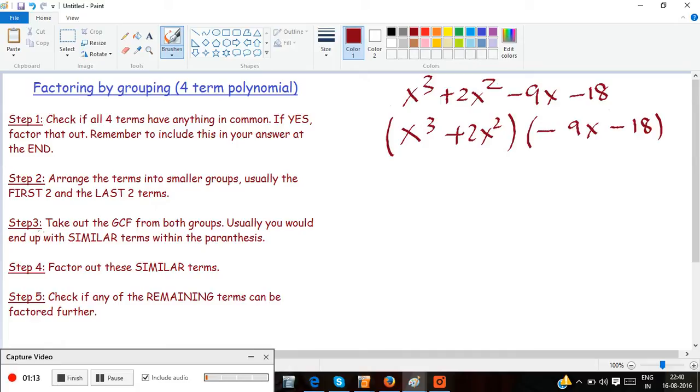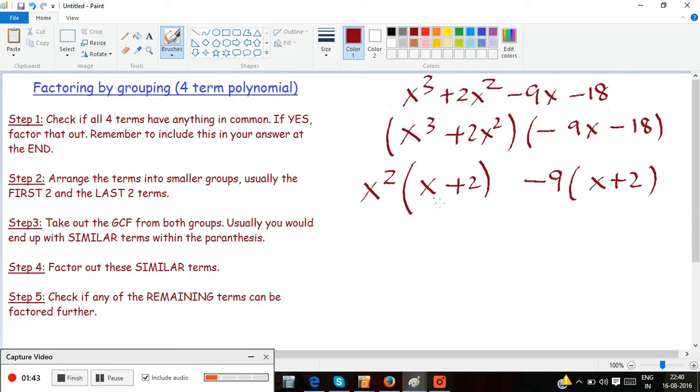Step 3 says take out the GCF from both groups. Usually you would end up with similar terms within the parentheses after that. So the GCF here would be x squared, and that would leave me with x plus 2. And for the second group, I want x plus 2 inside the parentheses, so I realize I can take out a negative 9, which would leave me with this.